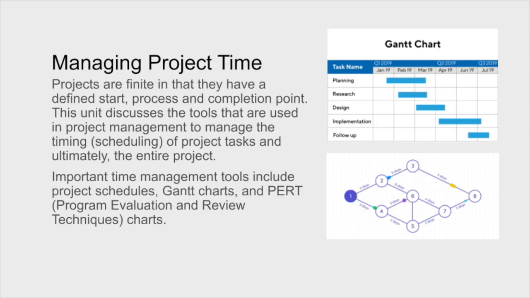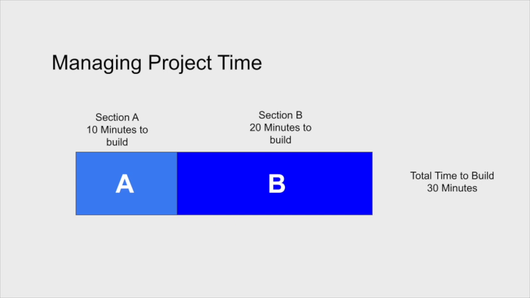So if we look at a project, it is a one-of. Because of that, there's a certain degree of uncertainty. What we need to be able to do is develop some tools and techniques to assess how long it takes to get a bunch of parts done and what we can expect in terms of a total time. So for example, if Section A takes 10 minutes and Section B takes 20 minutes, we would assume that the total time would be 10 plus 20, 30 minutes.